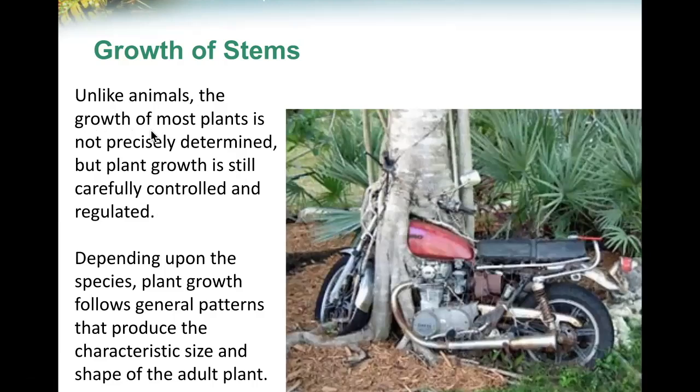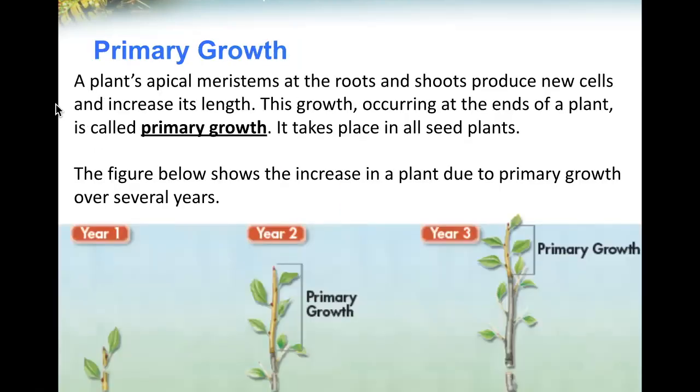Unlike animals, the growth of most plants is not precisely determined, but plant growth is still carefully controlled and regulated. Depending upon the species, plant growth follows general patterns that produce characteristic size and shape of the adult plant. A plant's apical meristems at the roots and shoots produce new cells and increase its length. This growth occurring at the ends of the plants is called primary growth. It takes place in all seed plants. The figure below shows the increase in the plant due to primary growth over several years.